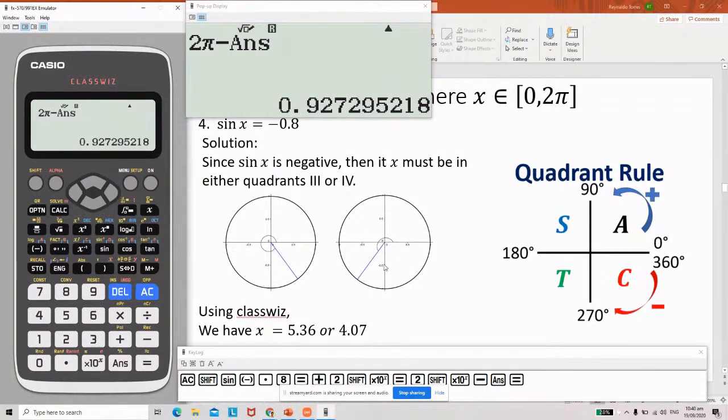So, paano namin makukuha yung nasa third quadrant? Anong sabi natin kanina dito sa table? The reference angle should be added to pi. So, plus pi. So, shift, and then pi equals. So, 4.07. Okay po?